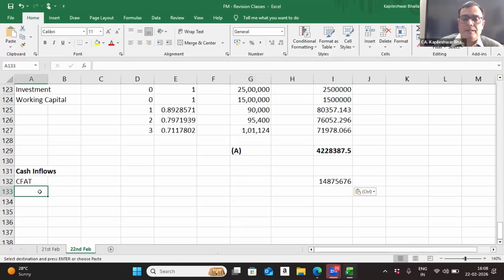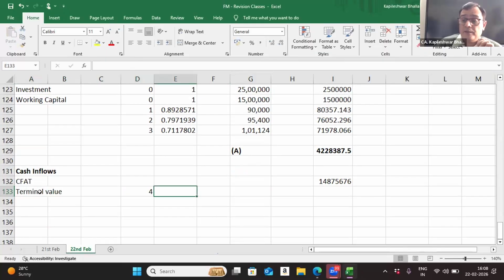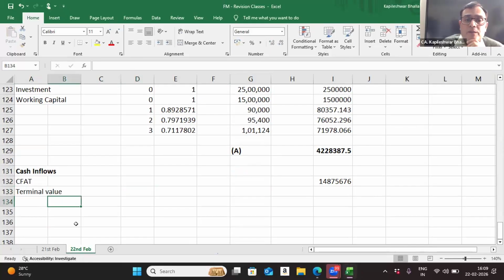Then we need to consider the terminal value. The terminal value is at the end of the 4th year. And can I say terminal value has got 2 elements? What 2 elements do we need to consider now? One is the working capital recovery and one is the scrap value of the asset, correct? So there are 2 elements to be taken at this stage. Let's begin with the working capital recovery at the 4th year end.